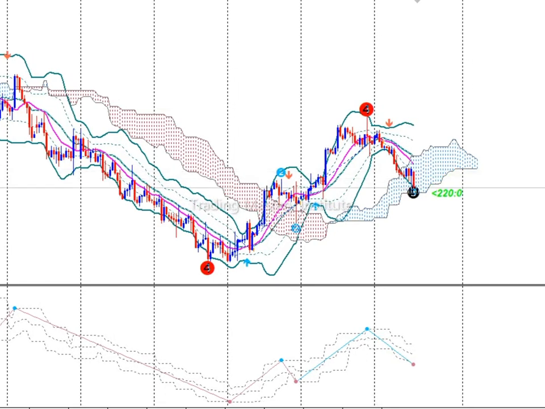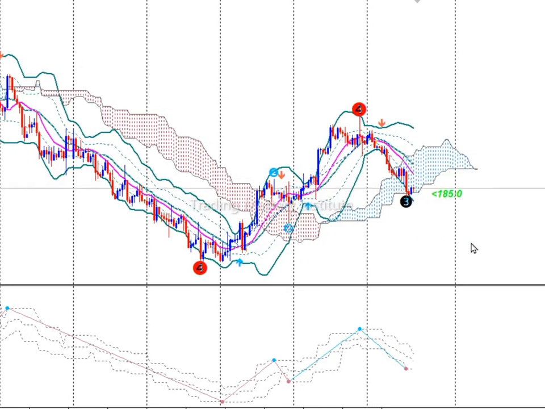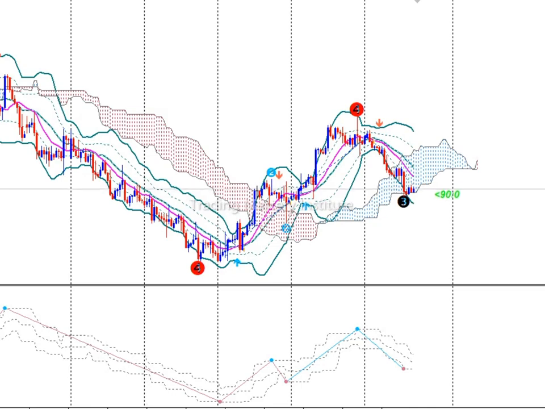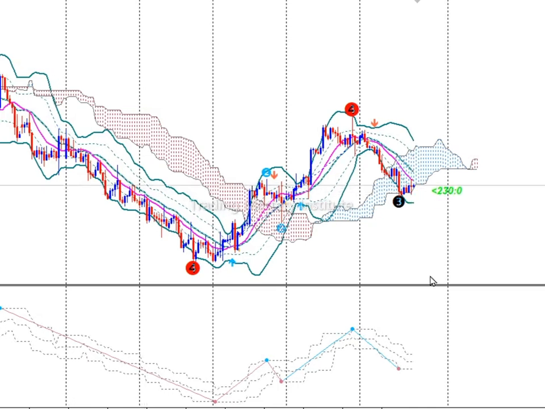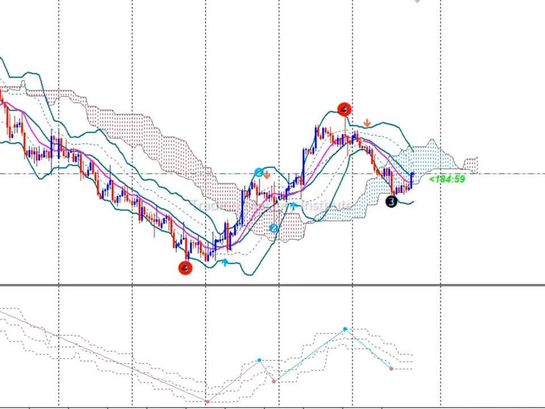Okay, so I hope you guys can see how the indicator behaves. You don't need to rush the trade. Now it's detecting a support over here.